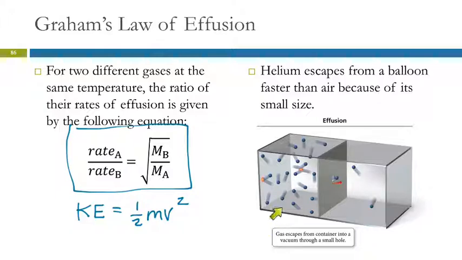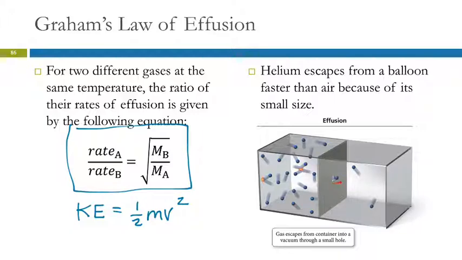Here's a picture of effusion. Here we've got a divided box containing gas particles, and the gas particles are going to just bounce around in this box. There's a hole. Come on, pointer. Participate here. There you go. There's a hole right there in the wall. And on this side, originally there's a vacuum. There's no gas present.